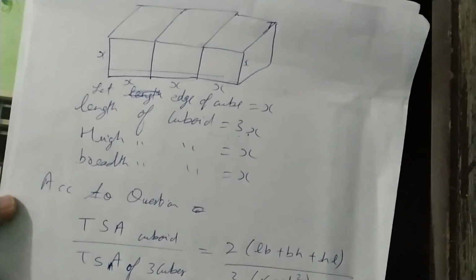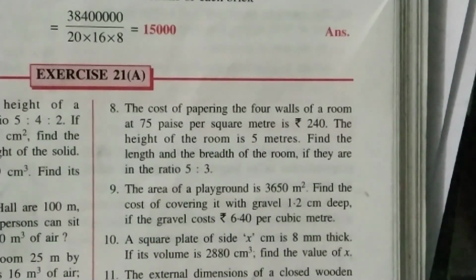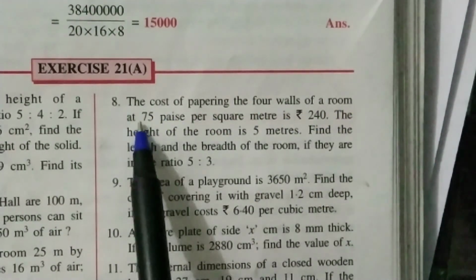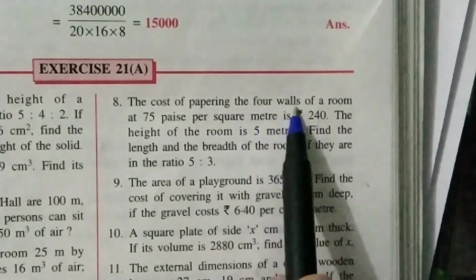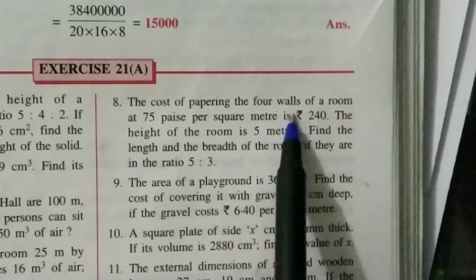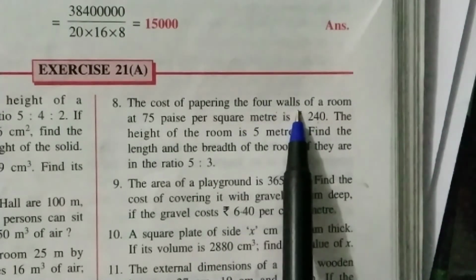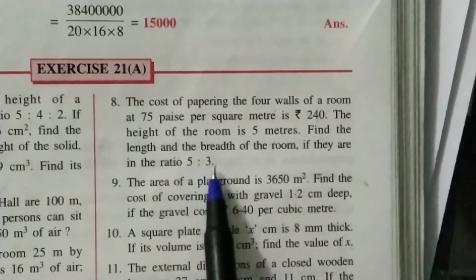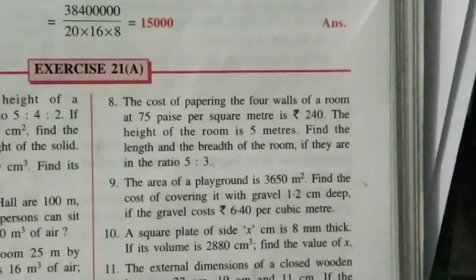This was your question number 7. In the next question, number 8, the cost of papering the 4 walls of a room at 75 paise per square meter is 240. So they are talking about the walls. That means we will use the formula of lateral surface area. We will not consider the roof and floor of the room. The height of the room is given, and length and breadth are in the given ratio. We have to find the length and breadth. So this is your question.